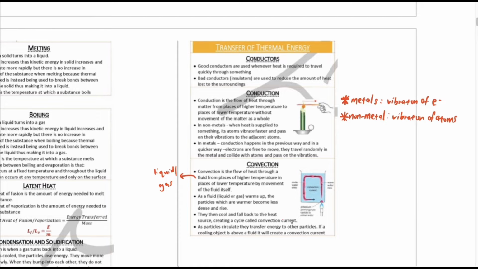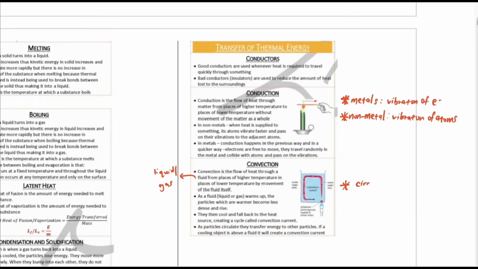So convection current is the flow of the fluid, not the flow of the electricity. Although it's current, current doesn't mean electricity all the time. It can be the flow of the fluid. So as particles circulate, they transfer energy to other particles. So this is circulate. Just now, this one is vibrate. Circulate and vibrate. Okay, so you can see some important keywords used.